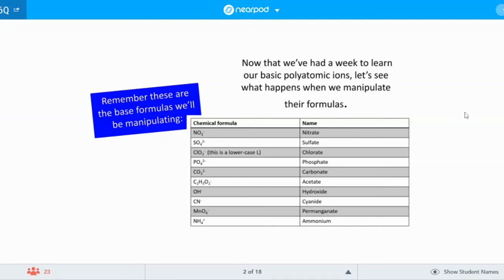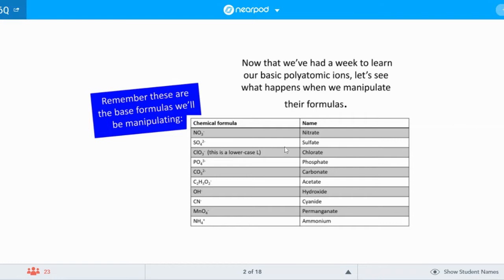All right, so last week, you were given a list of 10 polyatomic ions that I told you I wanted you to start getting familiar with, learning their formula as well as their name. And it seems as though you have done a really good job with starting to memorize those, which is awesome. What we're going to start today's lesson with is taking a look at how we can manipulate the formula of a polyatomic ion and how that manipulation changes the name of the polyatomic ion.